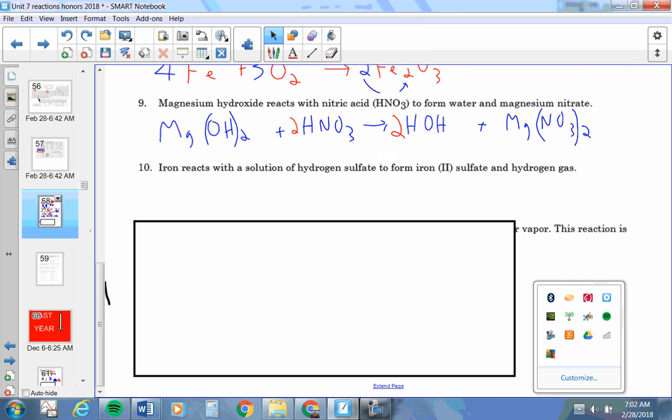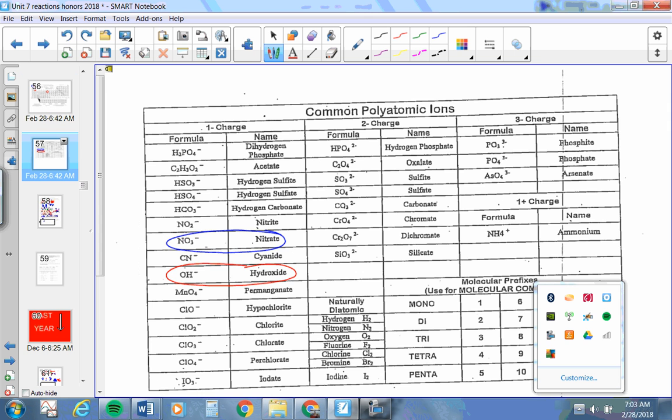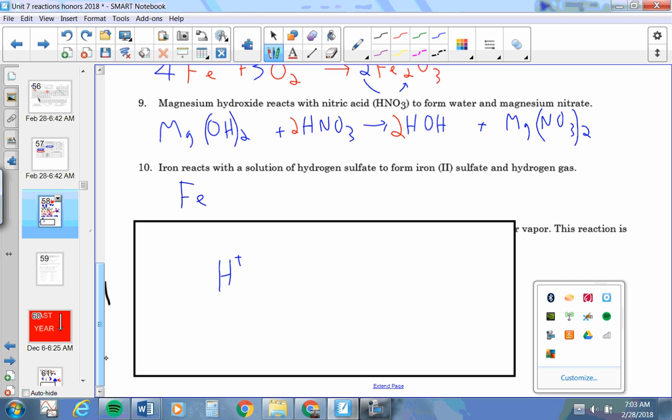Next one. Iron. Okay, we just had that one. I don't even have to go to the periodic table. It's Fe. Solution of hydrogen sulfate. Hydrogen, I can find that on the periodic table. It's H+, +1 charge. Sulfate, search. There it is. It's SO4 with a -2. Well, 1 hydrogen can't get together with 1 sulfate and be happy. It's going to take 2 hydrogens for just 1. Apparently I need to write that as H2SO4.